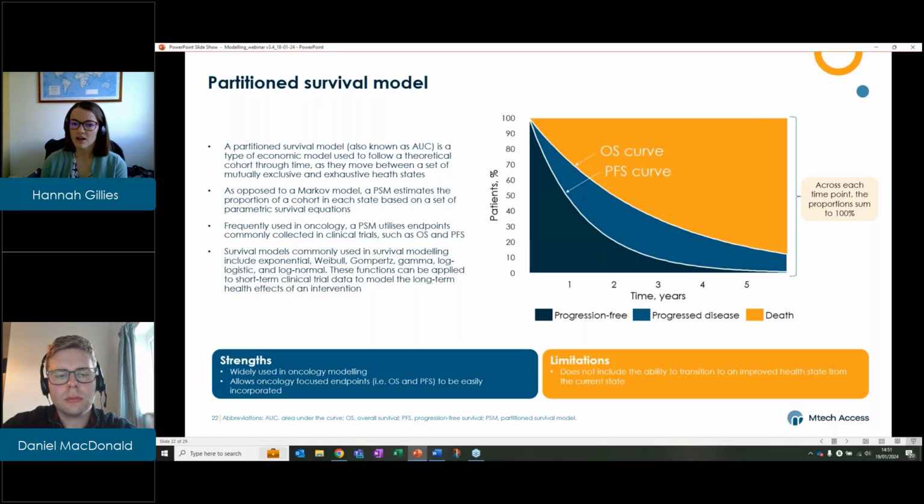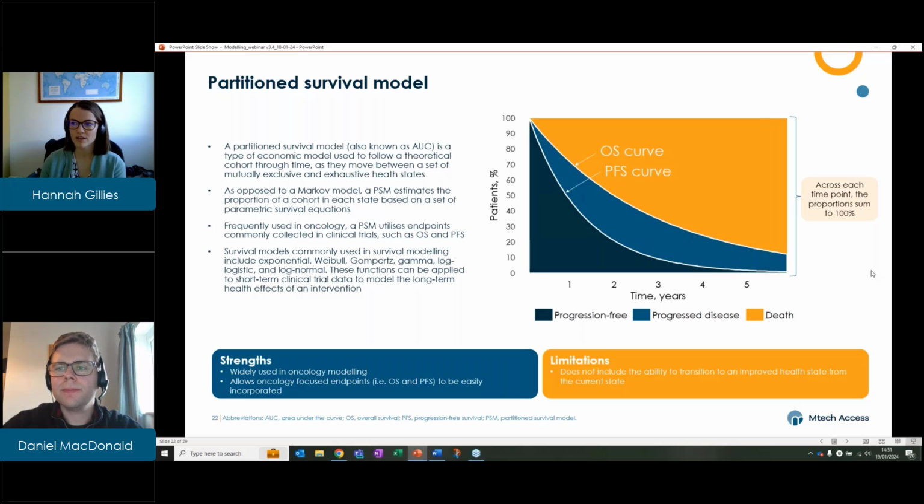The limitations are, and it's more of just something to be aware of than a limitation, that it doesn't include the ability to transition to an improved health state from the current state. So this means that in this example, patients can't move backwards from the progressed disease back to progression-free. So it's important to make sure that assumption holds.